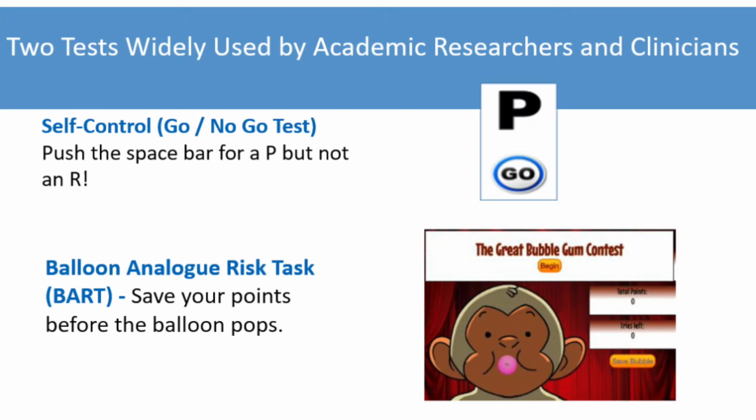The problem is that sometimes it pops. And it pops at random numbers of pushes to make it bigger. And if it pops, you get 0 points. So it's called a risk-taking test. How far are you going to go blowing up that balloon before you stop and cash in your points? We made a slight variation, as you can see on the picture here, where the monkey's blowing up a bubble instead of a balloon.